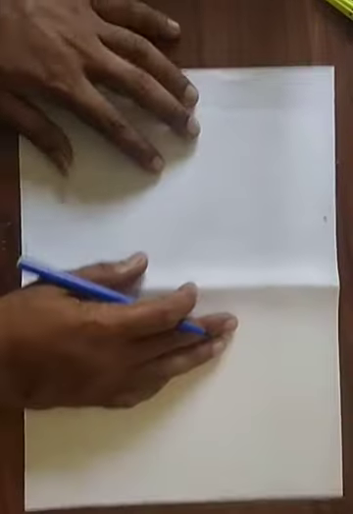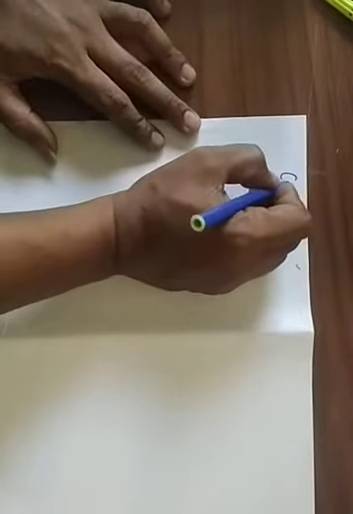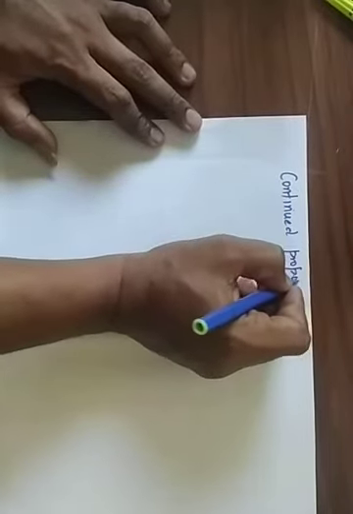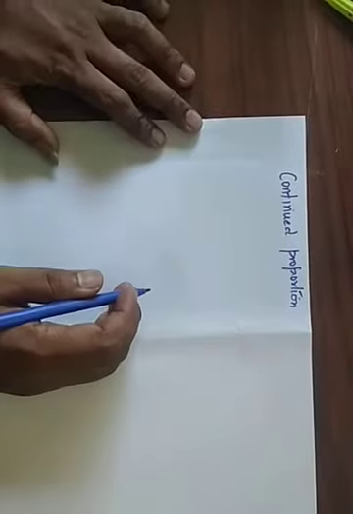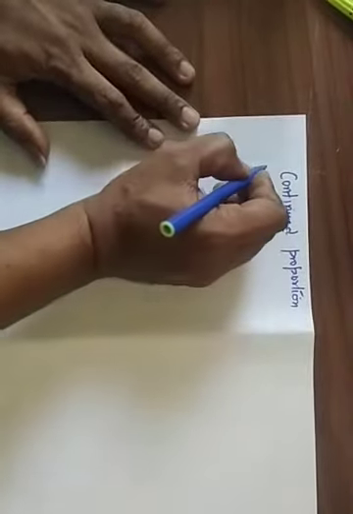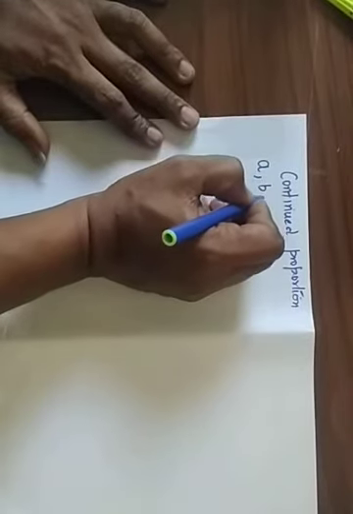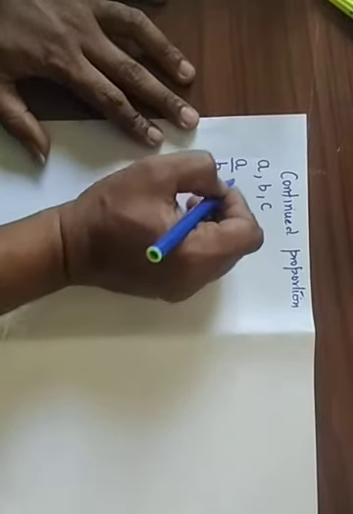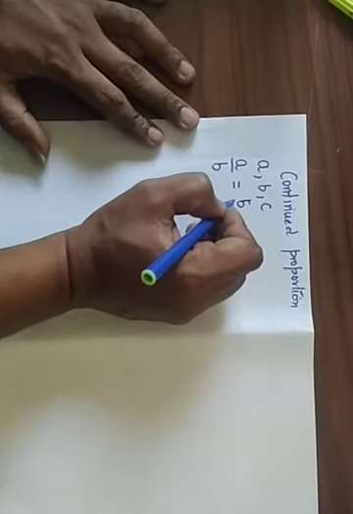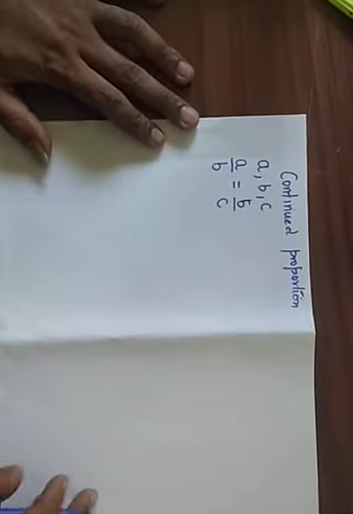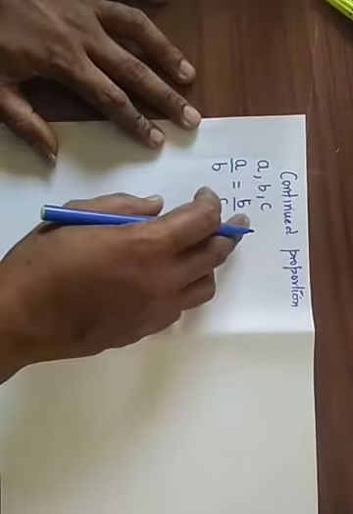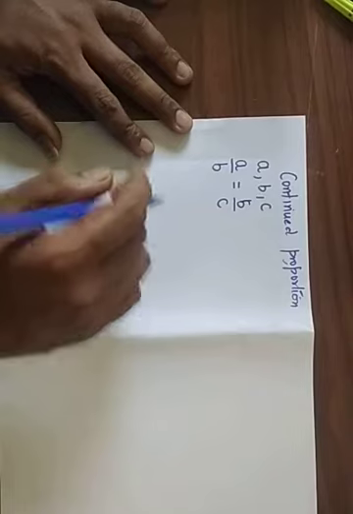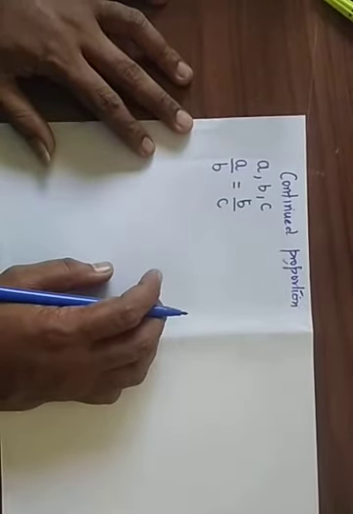Okay students, now let's see what is continued proportion. Continued proportion means if there are three terms, then A upon B will be equal to B upon C. This is what is continued proportion. A upon B is equal to B upon C.